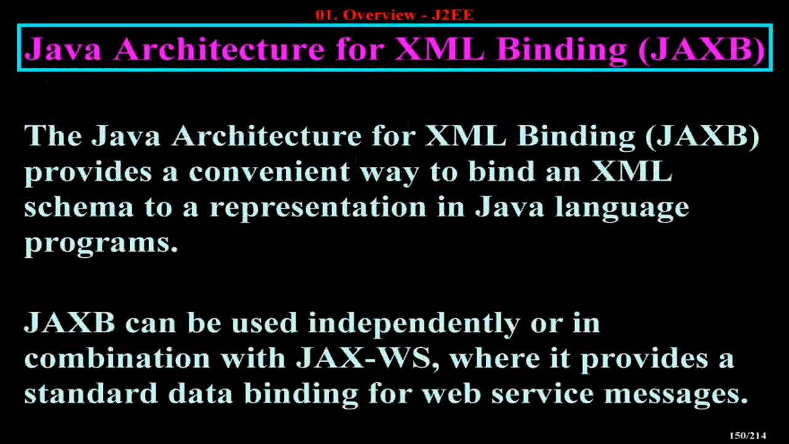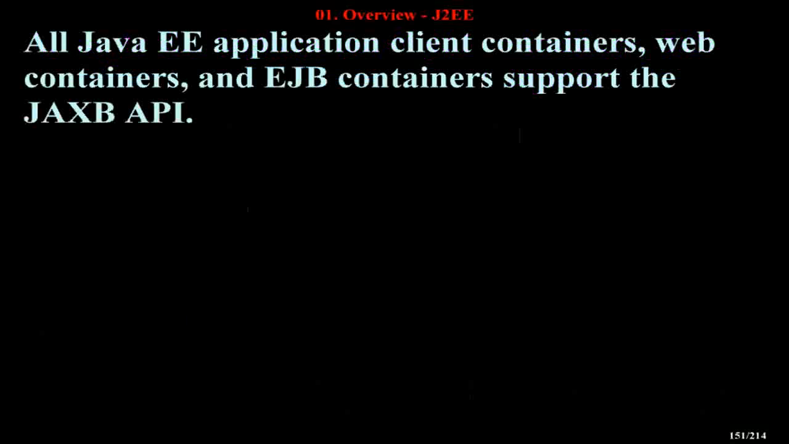Java Architecture for XML Binding JAXB. The Java Architecture for XML Binding JAXB provides a convenient way to bind an XML schema to a representation in Java language programs. JAXB can be used independently or in combination with JAX-WS, where it provides a standard data binding for web service messages. All Java EE application client containers, web containers, and EJB containers support the JAXB API.